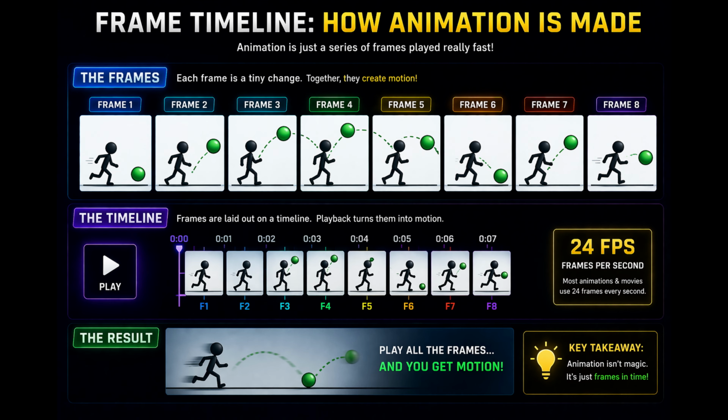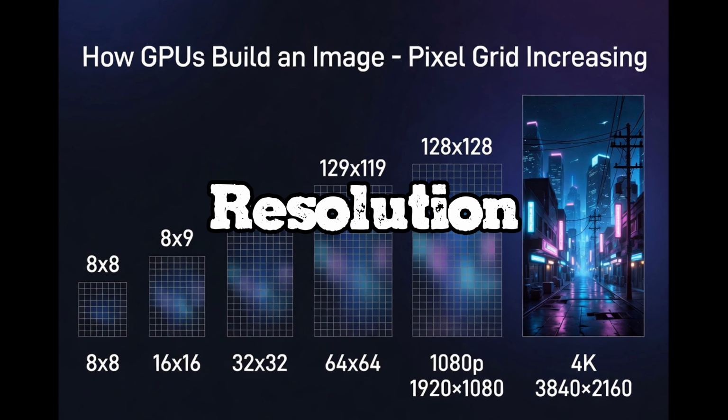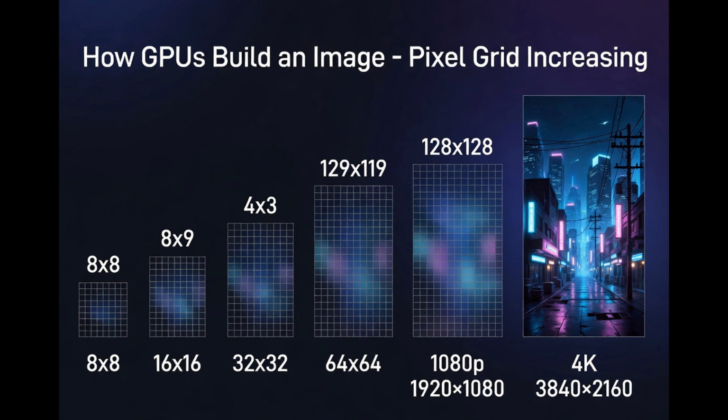Resolution. Resolution is not just quality, it's workload. It represents the total number of pixels the GPU must calculate per frame. For example, 1920 by 1080 equals approximately 2 million pixels. 3840 by 2160 for 4K equals approximately 8 million pixels. That's 4 times more work per frame.